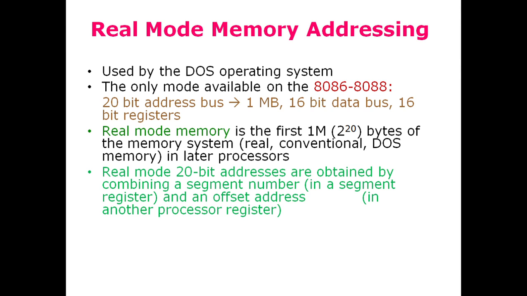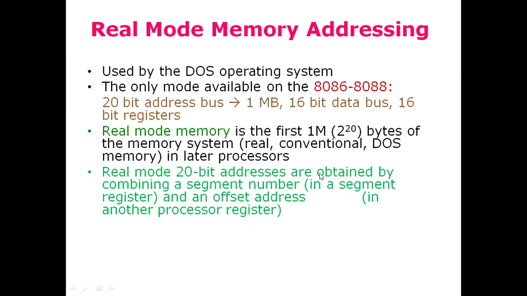In the real mode, the memory address is a 20-bit address. That means that only 1 megabyte of memory can be supported. In the 8086, there is a 16-bit data bus, while in the 8088 there is an 8-bit data bus. There are 16-bit registers in both of these microprocessors.